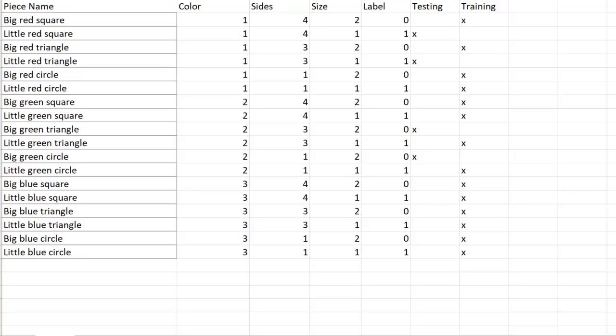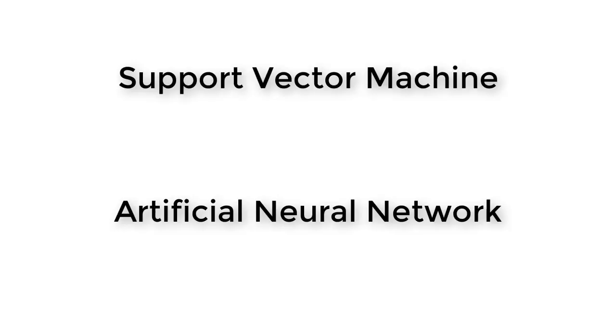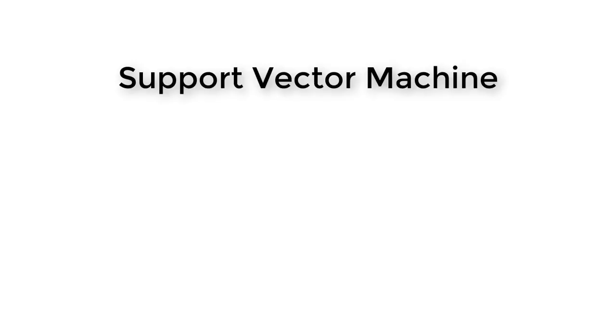Now, let's look at some of the algorithms that we could use for learning this data. First, we'll learn about 2 different algorithms, support vector machine and artificial neural networks. Then we'll write some code to do these algorithms and we'll do some experiments. Let's start with a method called support vector machine.